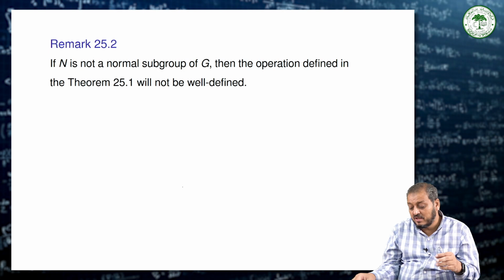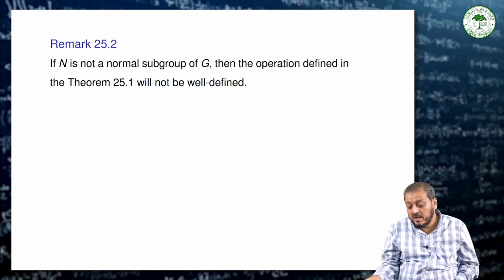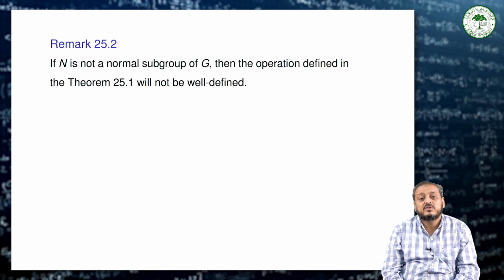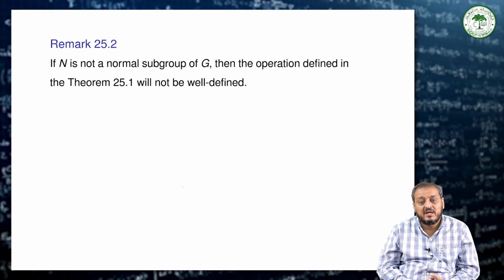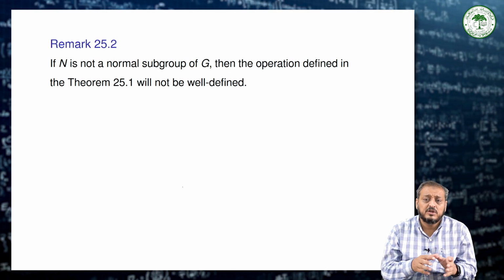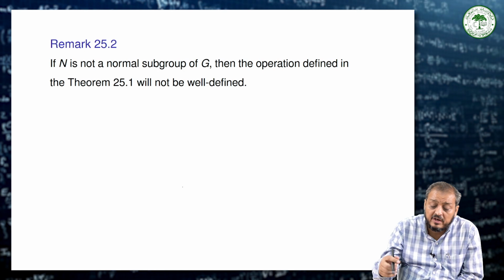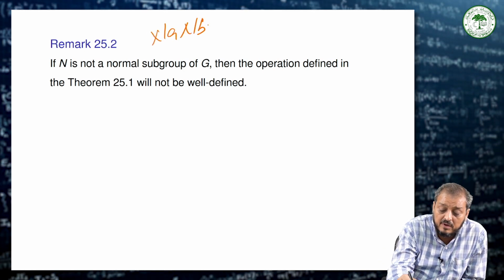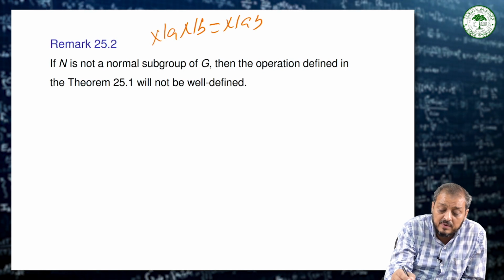So this naturally raises a question. In the definition, N is a normal subgroup, and then we have to define the collection of all the right cosets in this form: we have Na and Nb, and Na times Nb is equal to N of ab.